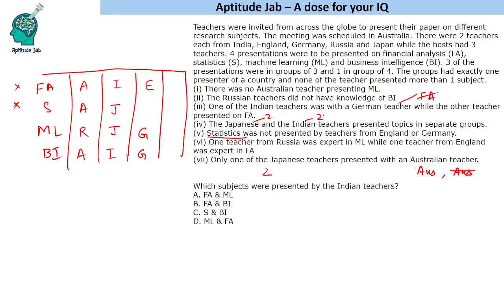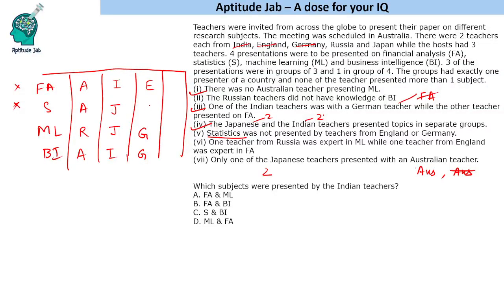Now this is done. Indian teacher, one of the combinations with this is done, and then this is also done: the Japanese and Indian separate. Statistics, England or Germany is not present. There are 6 countries. Statistics, England, Germany is not present. India is also not there. So we are left with 3 countries, right? At least 3 countries should be there. So the third country would be Russia in this case.